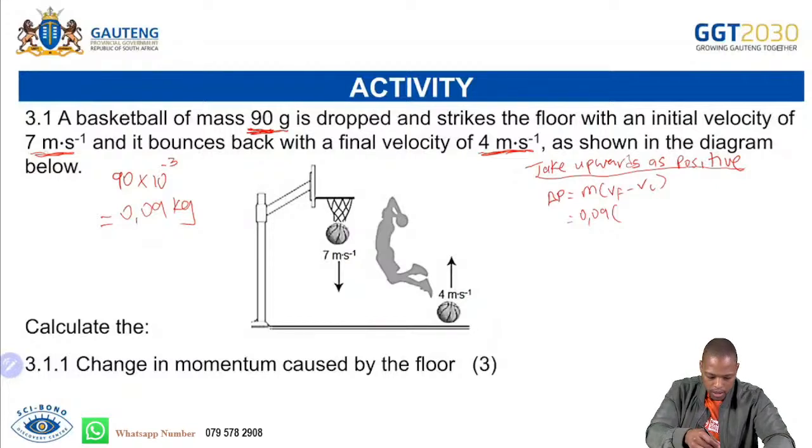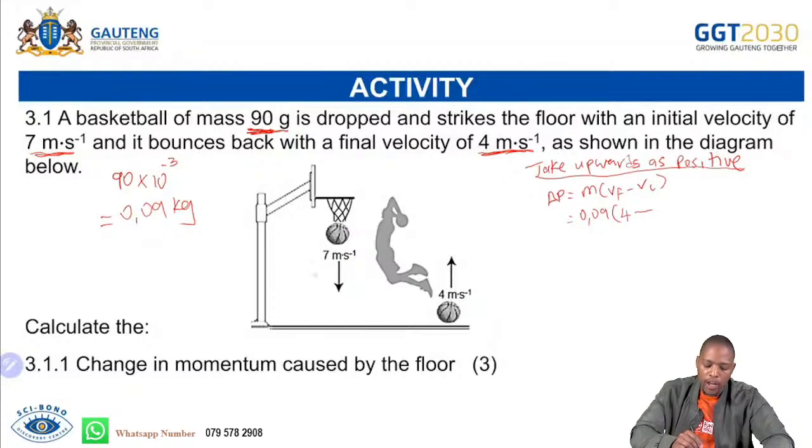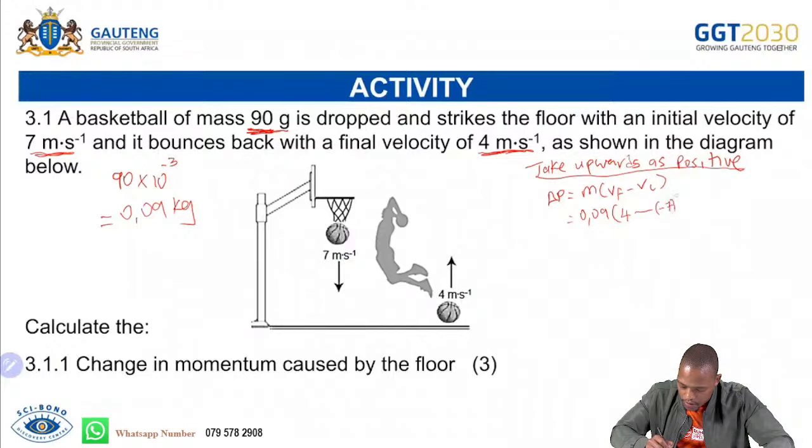The final velocity, the ball starts by going down. Initially, they told us 7. The final velocity is what? It is 4 meters per second, which is going up. So the 4 meters per second is going up, so it should be positive. So that's 4 meters per second minus the initial velocity of 7, which is going down. That should be negative. So minus negative 7.